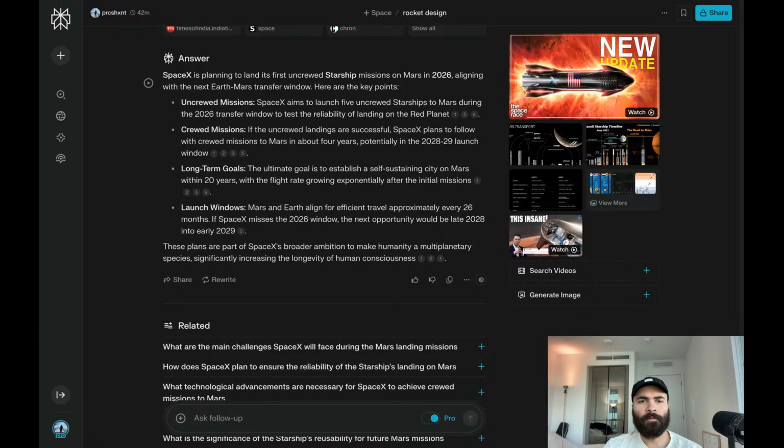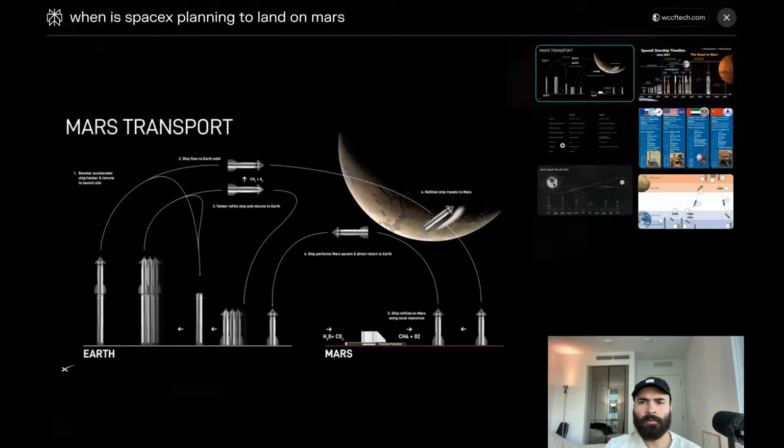SpaceX plans to follow with crewed missions to Mars in about 4 years, potentially in 2028-29. The ultimate goal is to establish a self-sustaining city on Mars within 20 years, with the flight rate growing exponentially after the initial missions. Mars and Earth align for efficient travel approximately every 26 months. Every 26 months, right? So almost every 2 years. If SpaceX misses the 2026 window, the next opportunity would be late 2028 into early 2029. So they definitely don't want to miss it.